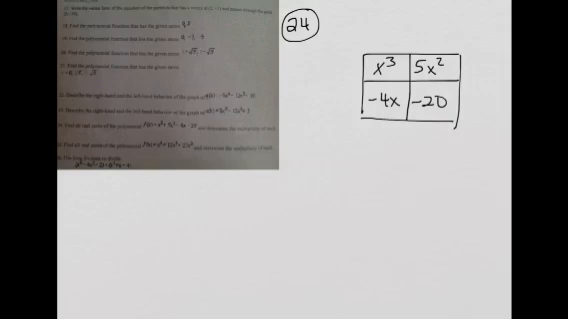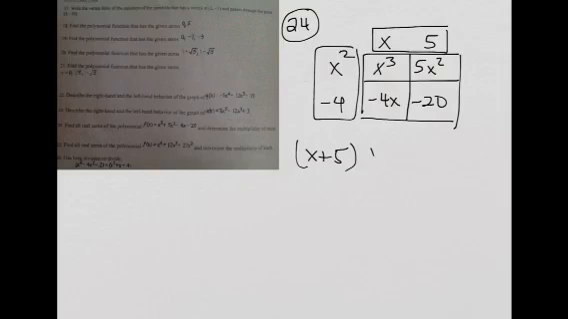So the greatest common factor in this row right here is x squared. And then you ask yourself, something times x squared gives you x cubed. And then something times x squared gives you 5x squared. That's going to be 5. And then something times x gives you negative 4x. That would be negative 4. Alright, so when you use this method, the factors are on the outside. So this is x plus 5. And this is x squared minus 4.